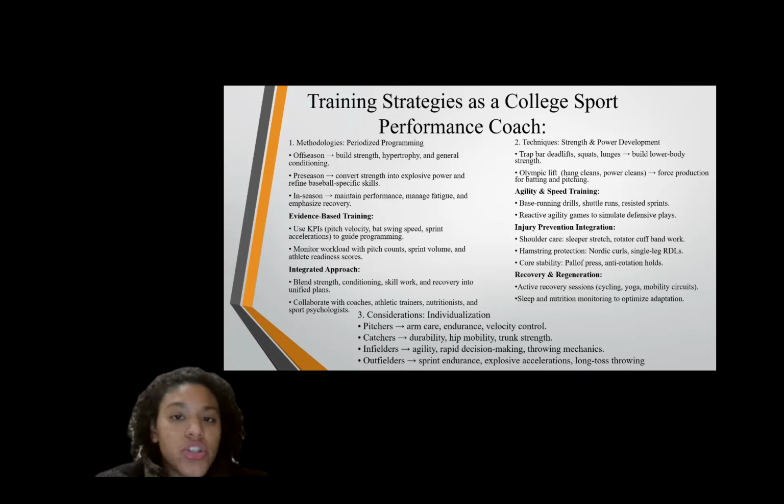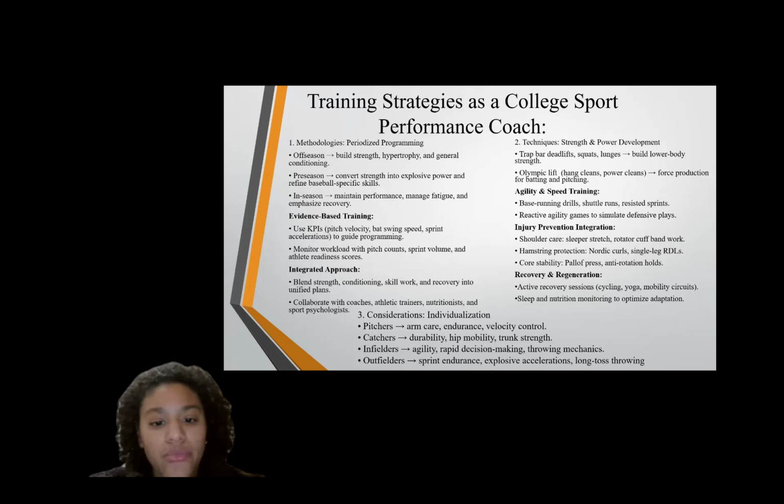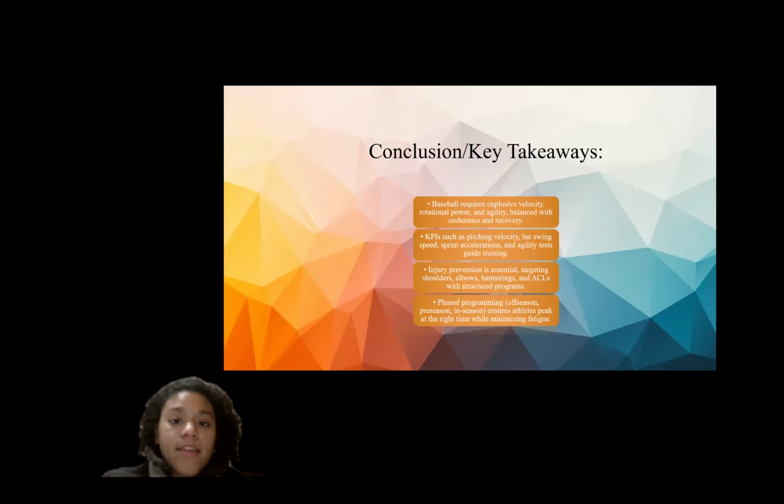Then we have infielders, their agility, their rapid decision making, throwing mechanics. That's very crucial. And they're one of like the heart of the team on making sure that the team is working well defensively. And then outfielders, we have sprint endurance, explosive accelerations, and long toss throwing. Then we have conclusions and key takeaways.